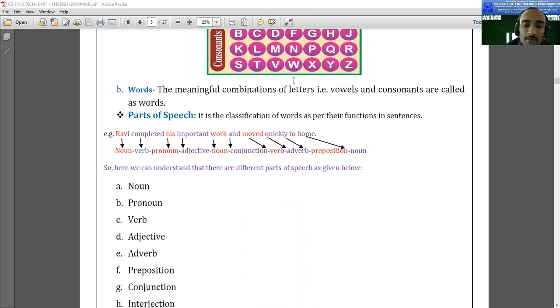For example, let's start with this example. See the example. Ravi completed his important work and moved quickly to home. Ravi completed his important work and moved quickly to home.